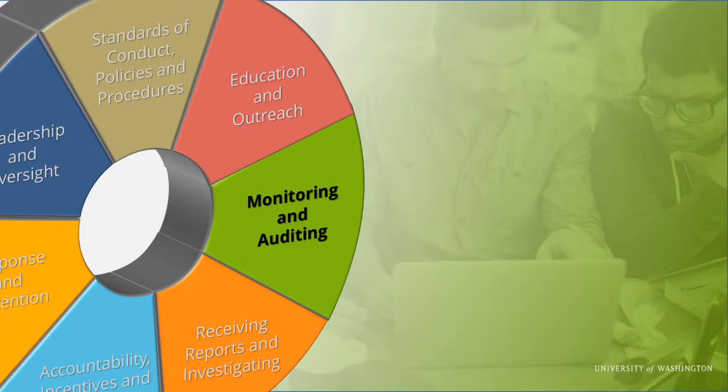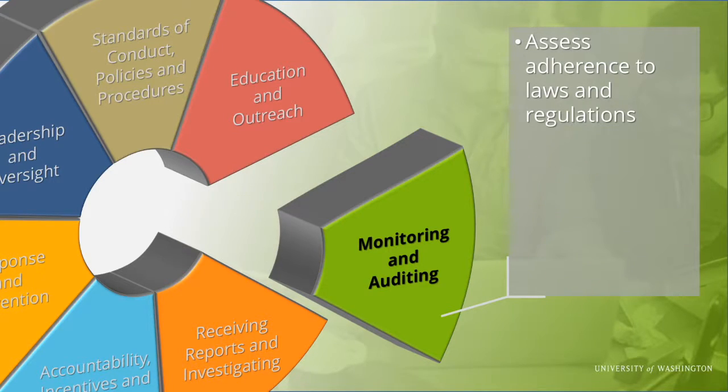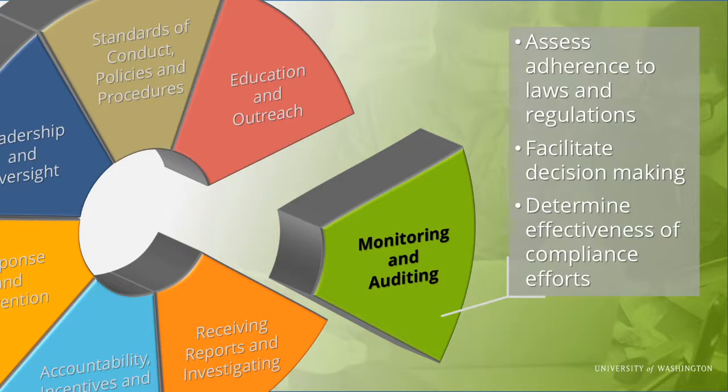The next element is monitoring and auditing. Activities in this area are intended to proactively assess whether university programs adhere to laws, rules, and regulations, facilitate informed and evidence-based decision-making by an institution's leadership, and determine the effectiveness of compliance efforts. Monitoring and auditing can confirm appropriate standards and policies are in place and whether a university community is receiving regular, effective education and outreach on their content.